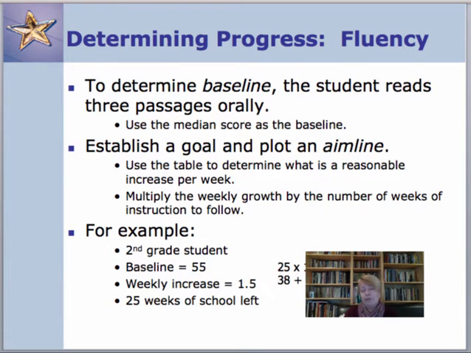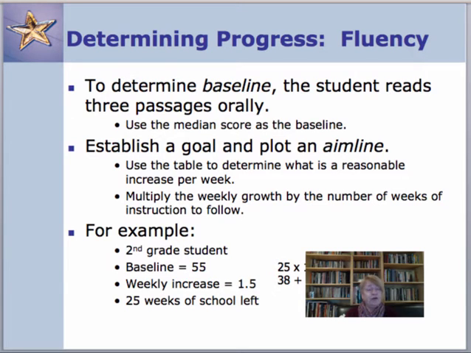So how do we determine progress? Let's just target fluency. To determine baseline, we have the student read 3 passages orally, and use the median score as the baseline. So they read 3 passages orally, and we get the number of words correct per minute on each of those 3 passages, and we chart those. And we take the median score, the average score, as the baseline. That is where the student is beginning.